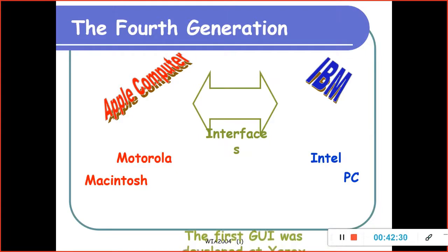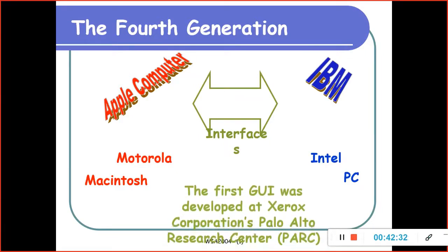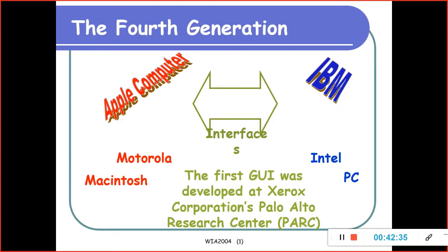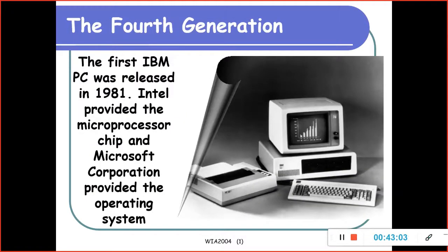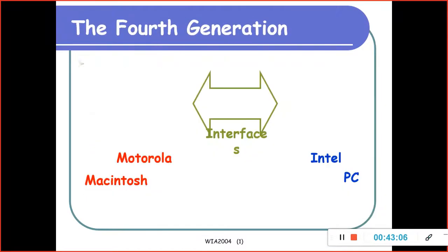So Apple Computer and IBM. Apple Computer used a Motorola processor and called it a Macintosh or Mac, and Intel you call a PC. So the fourth generation is where the first PC was created for the normal user, for the single user. This is also where the base of the operating system is, with Microsoft providing the operating system.